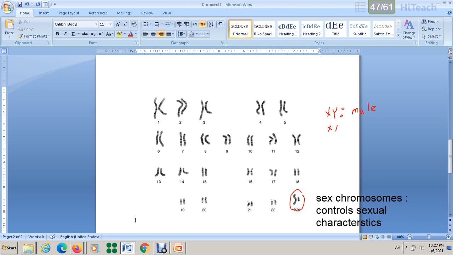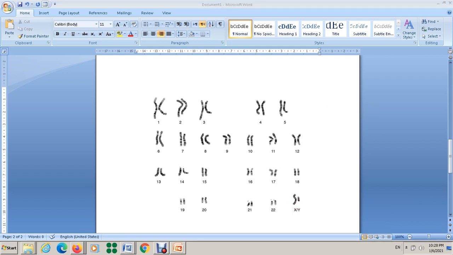So if in the exam I give you one like this and I tell you this one here is XX, you will tell me what? This one is a female. But this one here, as you see in the figure, is for a male because it's XY. Okay.